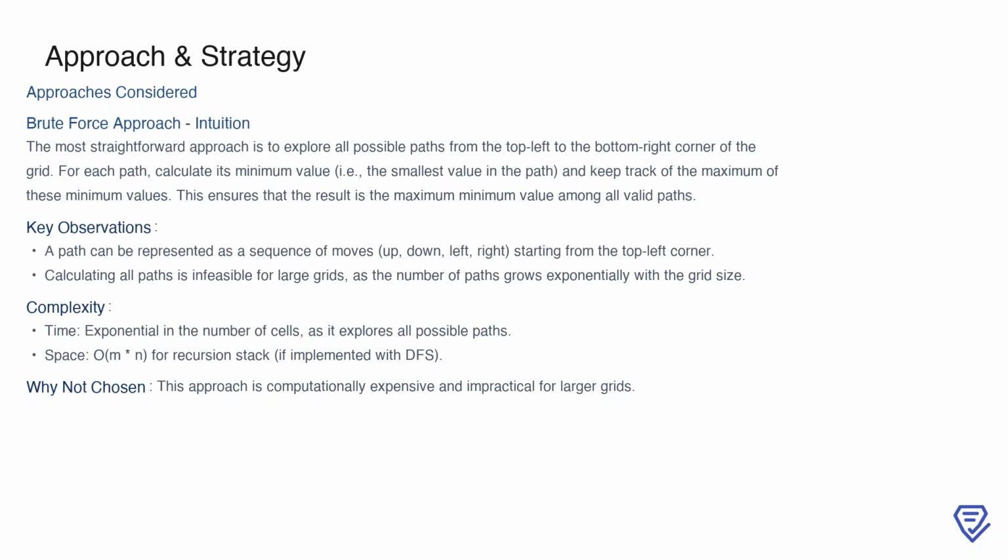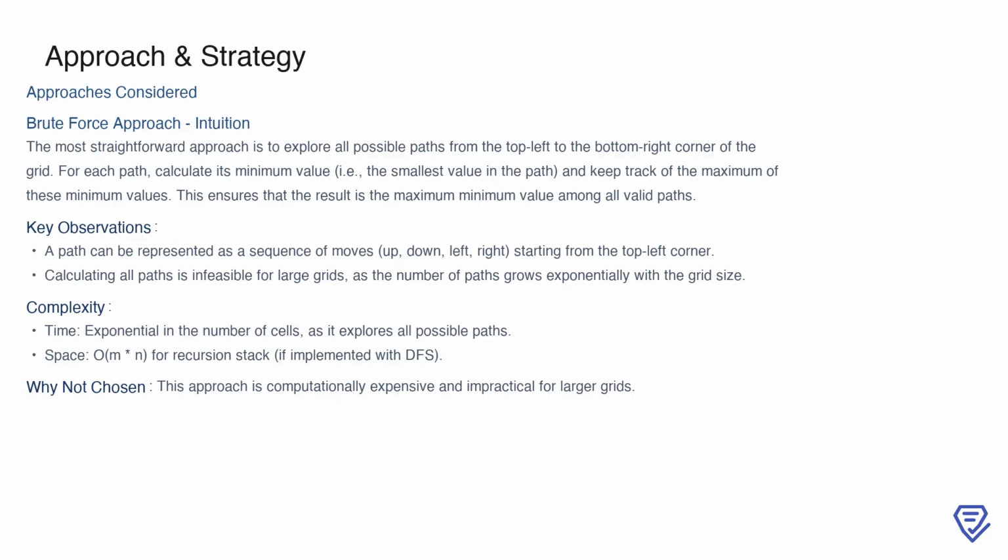To solve the problem of finding the path with the maximum minimum value, the most straightforward approach to consider is brute force. The intuition behind this method is to explore all possible paths from the top left to the bottom right corner of the grid. For each path, we compute the smallest value along that path, and then track the maximum of these minimum values across all paths. This guarantees that we find the result, as we're evaluating every possibility exhaustively.